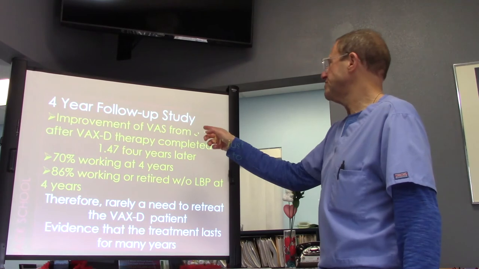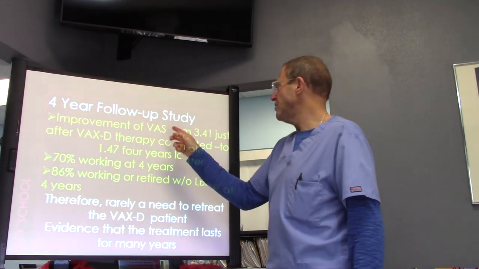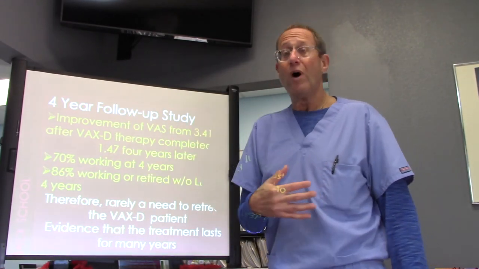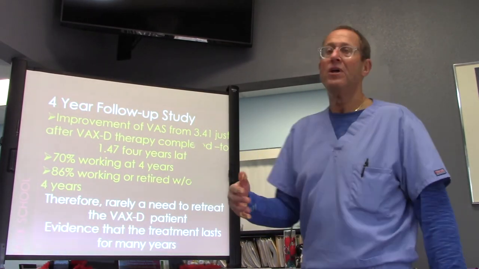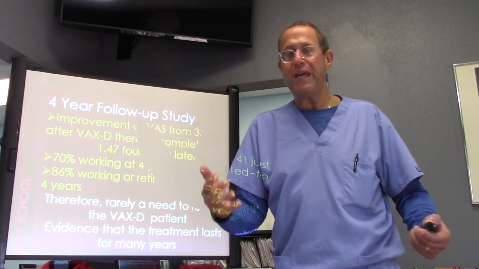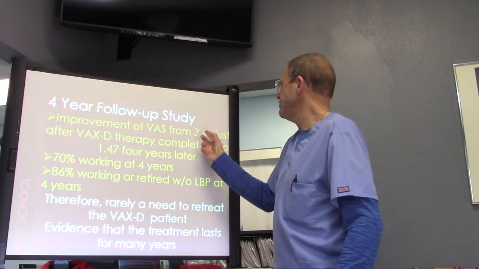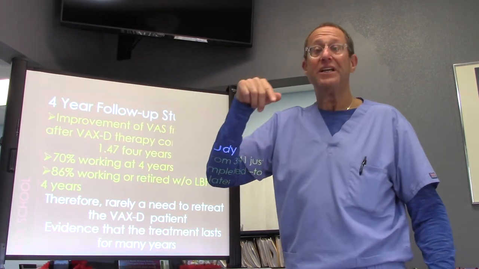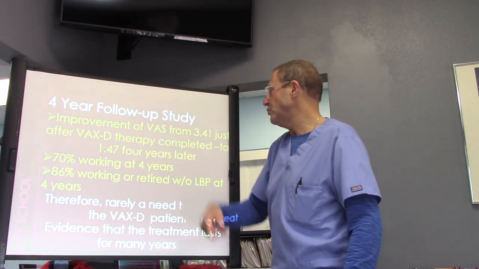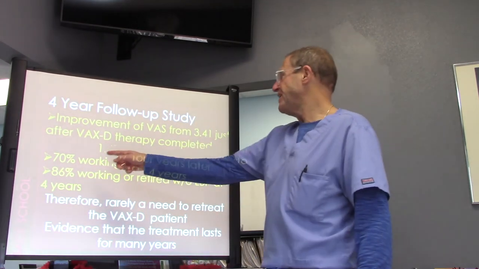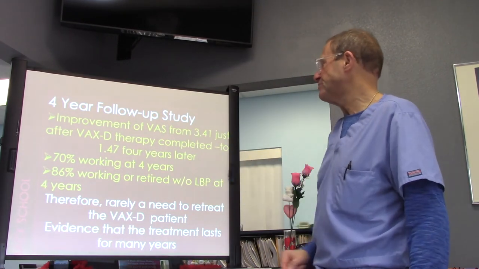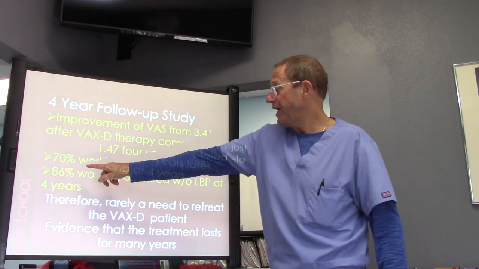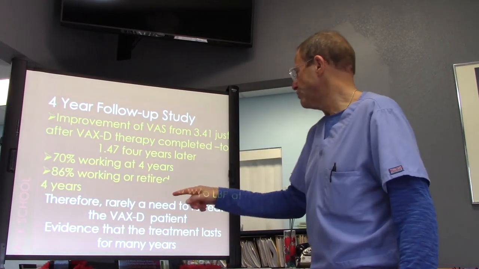In a 4-year follow-up study, there was improvement on the visual analog scale, meaning that 10 scale that I always drive patients crazy with, because the insurance companies want to know, specifically Medicare and the government. So people come in, they have pain of 8 or 9. For the average person, that pain level was reduced to 3.41. And even after VAX-D, the disc continued to heal, and it went down to 1.47 4 years later. 70% were still working at 4 years, and 86% were working or retired without lower back pain. Without pain, 86%. Therefore, rarely a need to retreat the VAX-D patient.